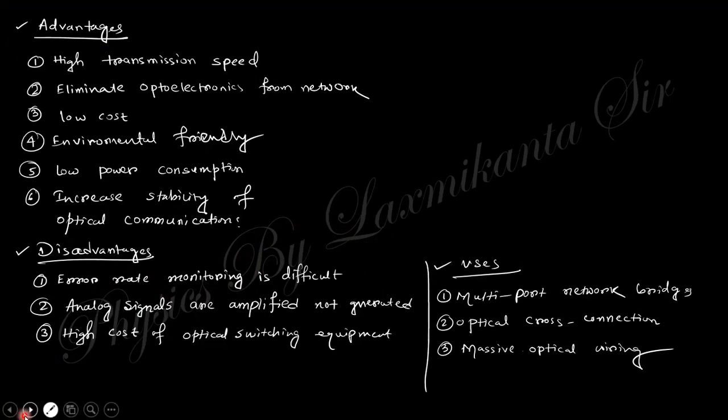Okay. Advantages: high transmission speed, emission of optoelectronics from electrons, low cost, environmentally friendly, low power consumption, and increased stability of optical communication. Disadvantages: error rate monitoring is difficult, analog signals are amplified, not generated, and the cost of optical switching is high. It uses multiple networks with optical crosses and like that.